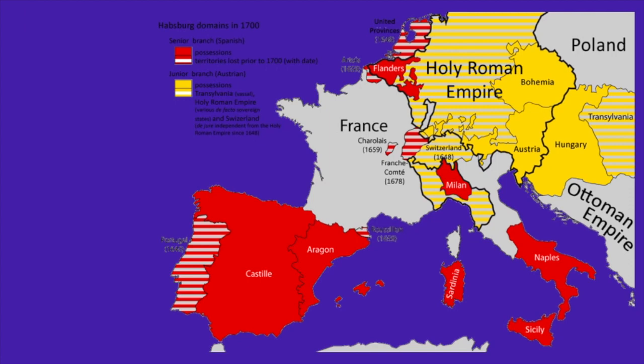Okay, Austria. So, where does Austria come from in all this? Well, Austria is pretty much a byproduct of the 30 Years' War. So the Habsburgs' hometown is Vienna. And we've talked about the Habsburgs before.